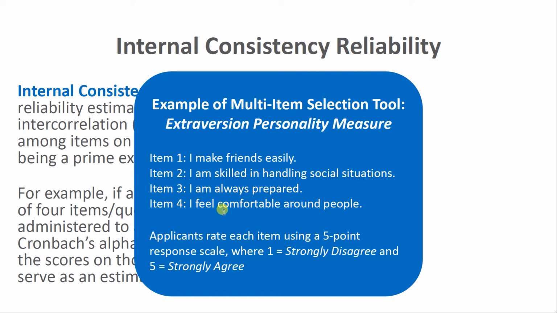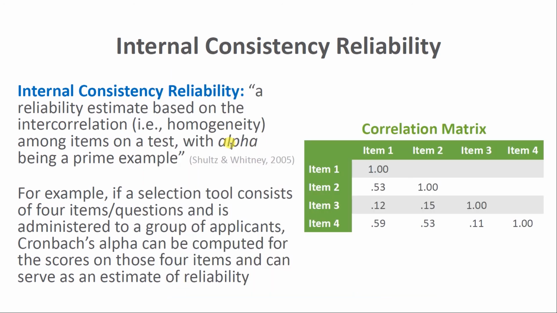Now, this is our 4-item measure, and let's assume that these 4 items are intended to tap into or assess the construct of extroversion, which is a personality dimension, because let's assume based on a job analysis that we determined that people having the human attribute of extroversion is important for this job. Maybe it's a sales job or customer service job where it's important to demonstrate being outgoing, socially dominant, and so forth. Okay, so now what I'm going to show you here is a correlation matrix.